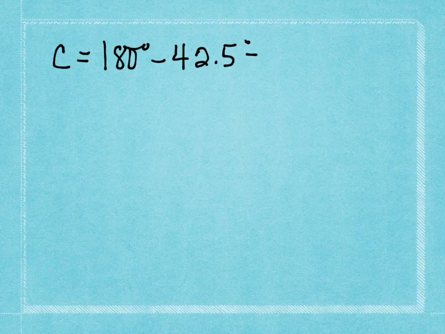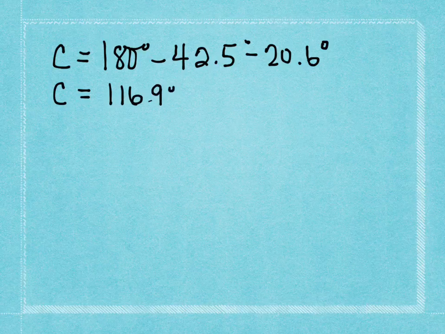Whoops. All right, so right now I still need to find the third angle, which was angle C. How do I find angle C? So I subtract the two angles I had. One of them was given to me, 42.5. One of them I found, what was it? 20.6. And if I subtract both of those, each individually or added together, from 180, what do I get? 116.9 degrees.